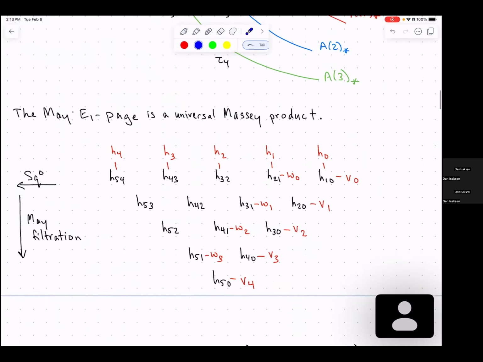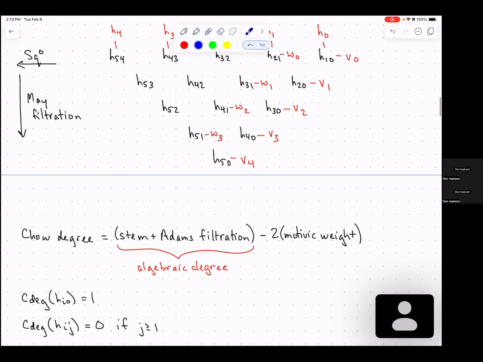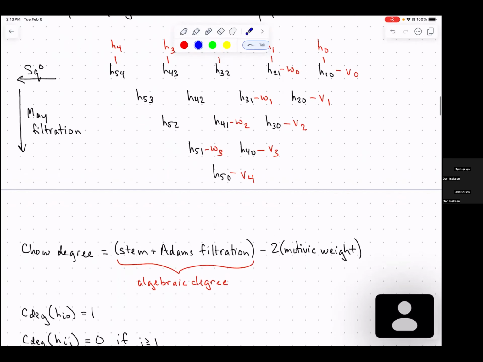Okay, so now I'm going to adopt a particular perspective today. This isn't the only perspective that you could adopt, but it's the one that we're going to talk about. And as I said, there's a reason for it, and I'll show you a little bit about it. Okay, so I'm going to talk about the Chow degree of elements. So this motivic Adams E2 page is tri-graded. There's the stem and there's the filtration, but there's also this extra grading, this motivic weight.